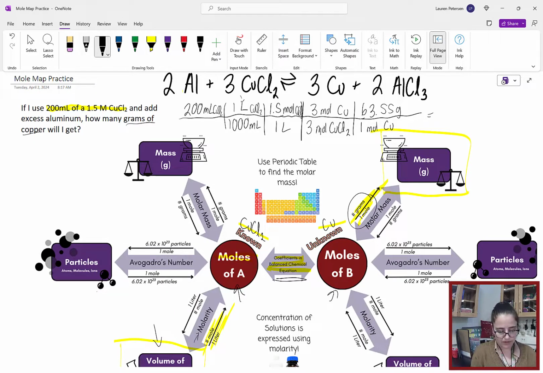Okay, so we got 200 divided by 1,000 times 1.5 times 3 over 3 times 63.55, which gives you 19.06. So I'll go with 19.1 grams of copper. Okay, cool. That's how we use a mole map.